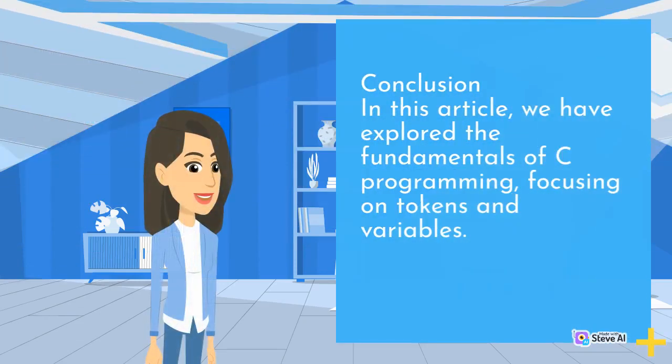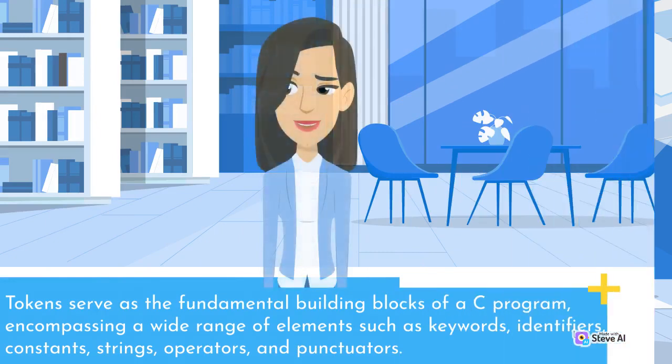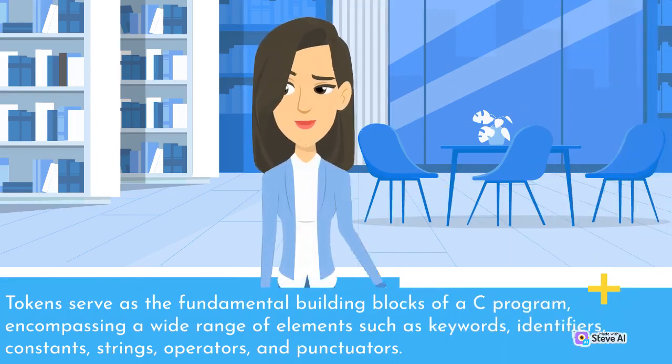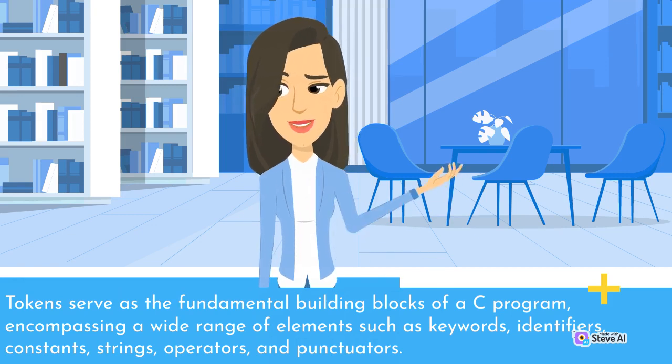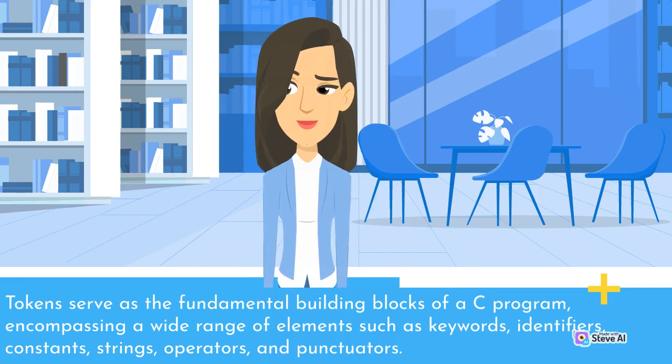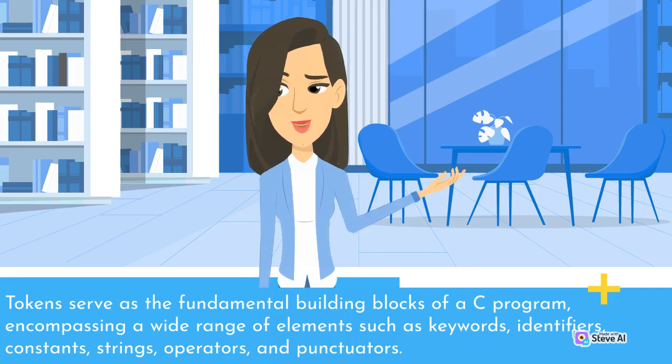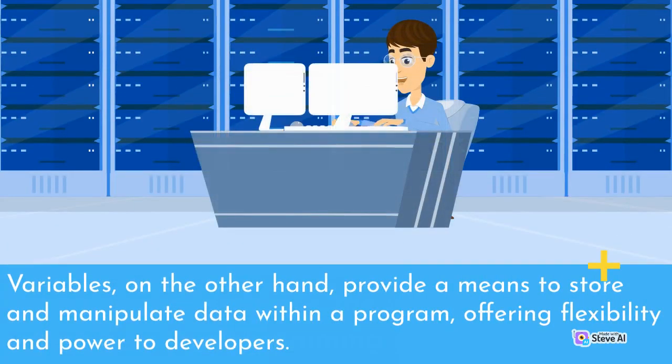Conclusion. In this article, we have explored the fundamentals of C programming, focusing on tokens and variables. Tokens serve as the fundamental building blocks of a C program, encompassing a wide range of elements such as keywords, identifiers, constants, strings, operators, and punctuators. Variables, on the other hand, provide a means to store and manipulate data within a program, offering flexibility and power to developers.